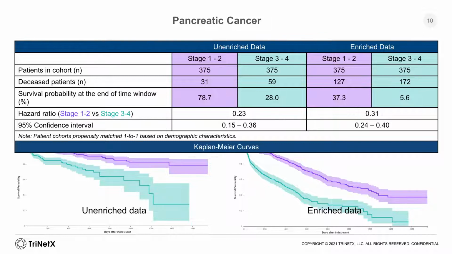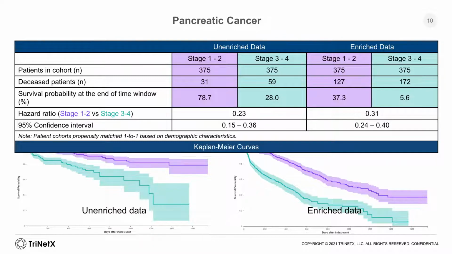But what we can see when we move over to the results on the right is that the absolute numbers are actually very high compared to what we would probably expect. And when we add in the linked mortality data, our survival probabilities, both in the purple group, the stage 1 to 2, and the green group, stage 3 to 4, decrease substantially, quite dramatically, and are much lower over the course of follow-up.